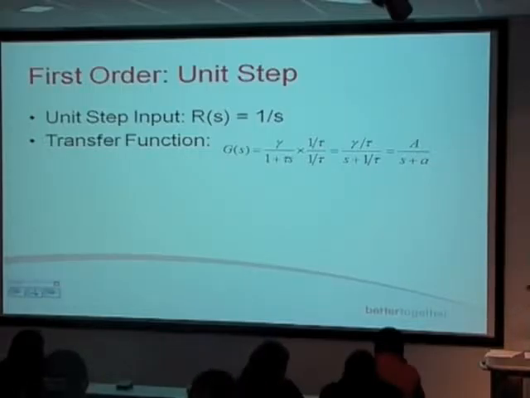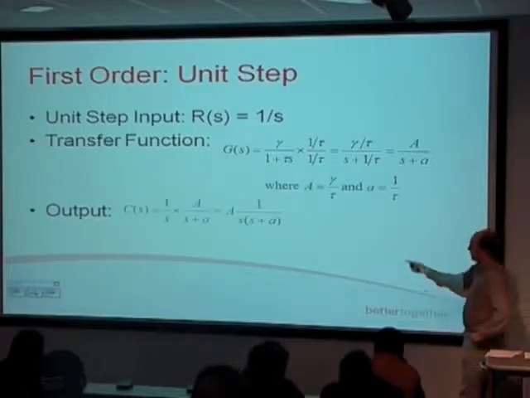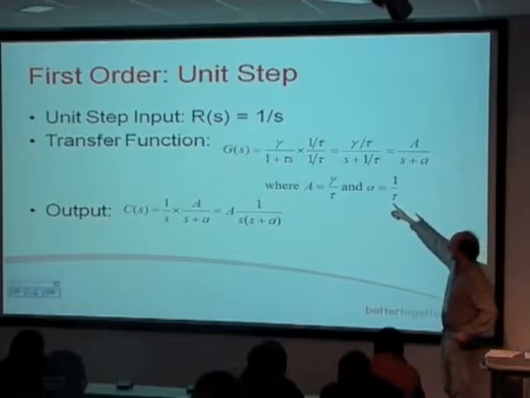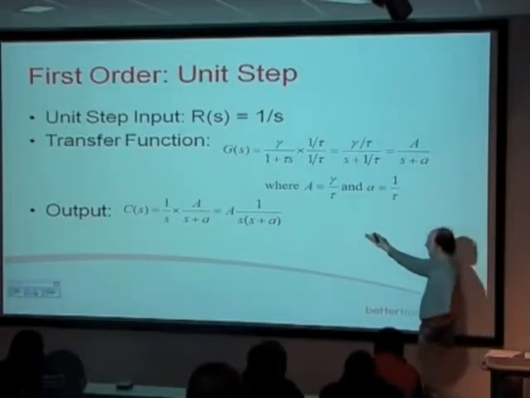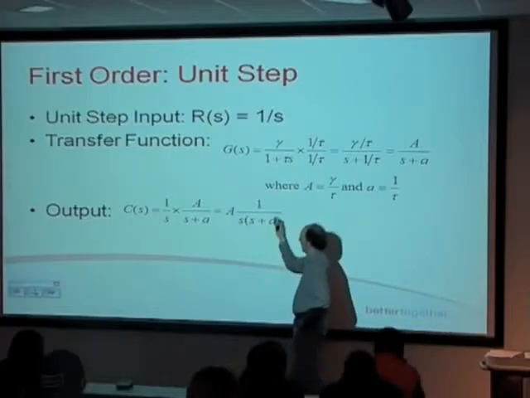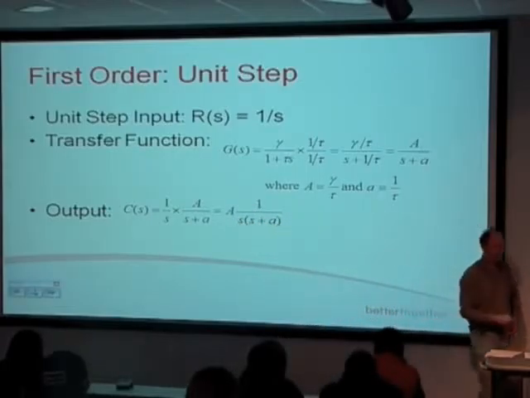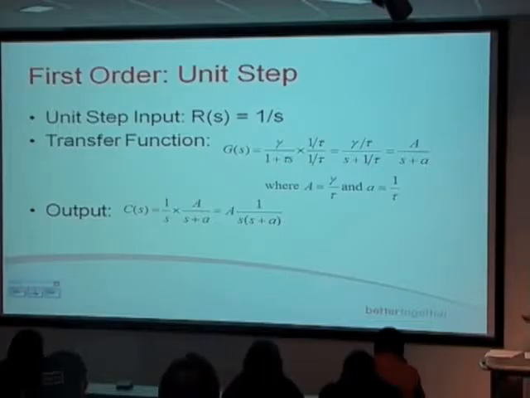There's my input. So the output is going to be those two multiplied together. Okay. The output, C of S, is 1 upon S, so there's the input, multiplied by A upon S plus A. And so I get this nice output there: A over 1 upon S times S plus A.